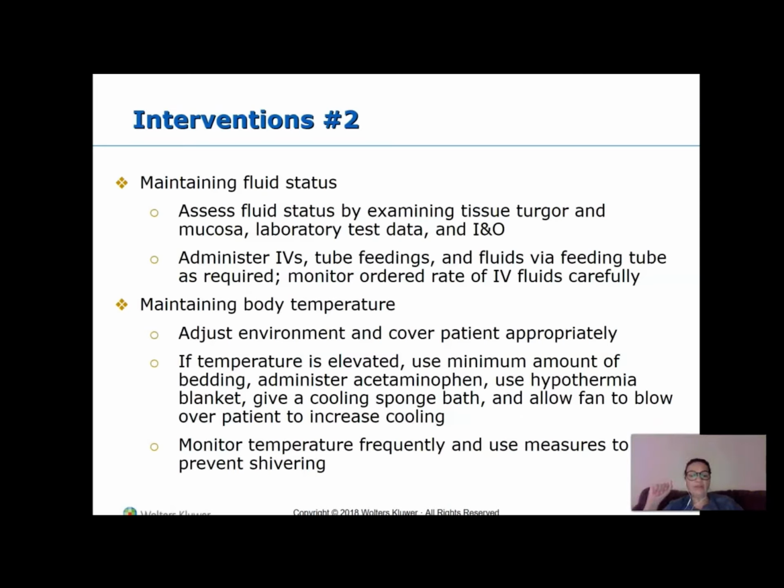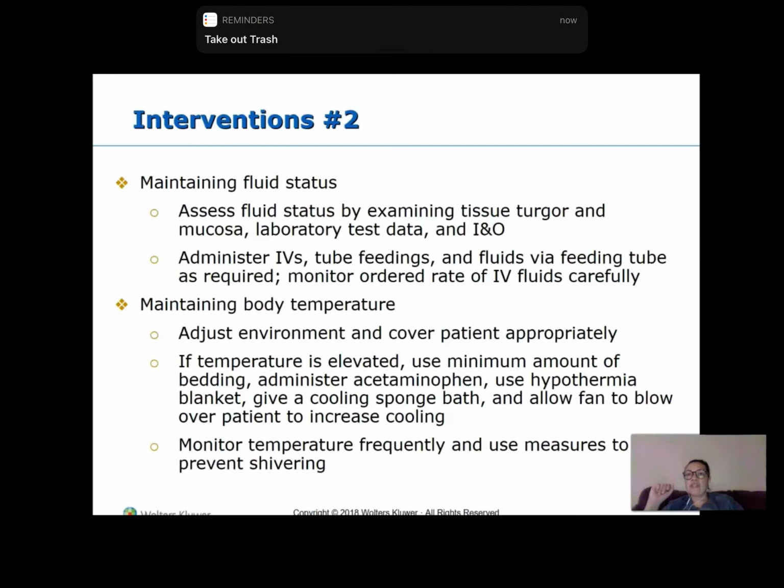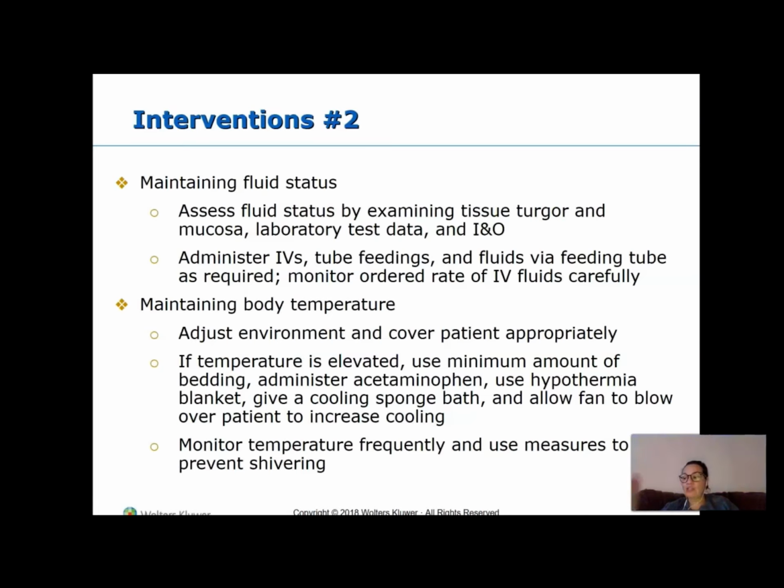Okay? All right, if temperature is elevated, minimum amount of bedding. Okay, just what I said. Administer acetaminophen. Use hyperthermia blanket. There's cooling blankets. There's warming blankets. The facilities still have them, but they're not around as easily as this slide says. It takes an order. They don't warm enough. They don't cool enough because of risk of even more injury. So we try not to do that. And just know it's going to take time to get one. Monitor temperature frequently, use measures. Again, your assessment's going to be constant. It's not going to be just every 4 hours, every 2 hours, depending on the severity of the patient.